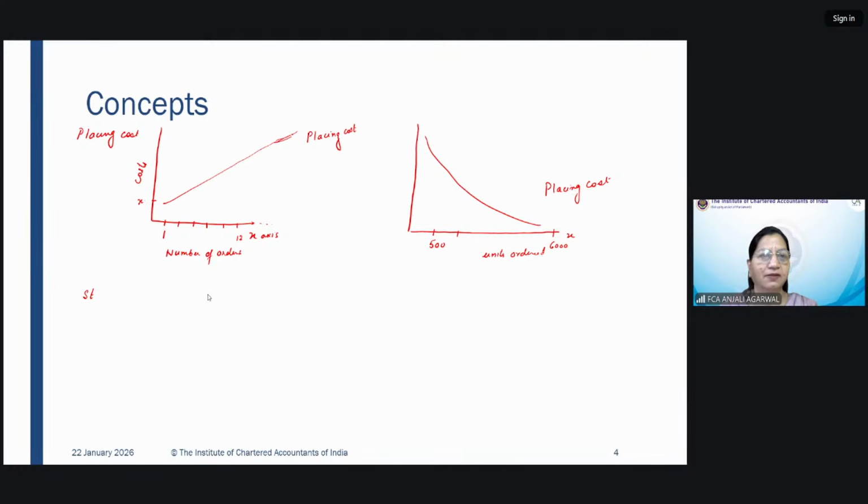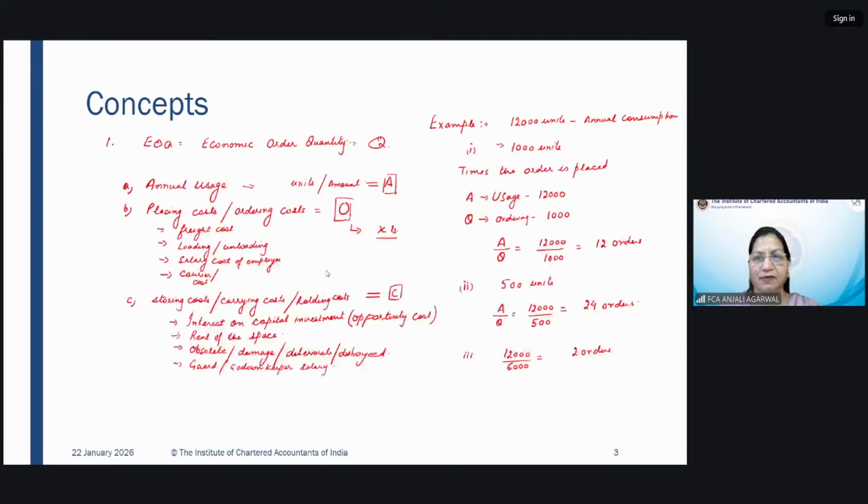Okay, so what is happening is, your consumption is assumed to be 12,000 units, and how many units you order can vary. So let's say someone said 1,000 units. If we order 1,000 units, 12,000 units are to be ordered in a year, so you are going to place 12 orders in a year, right?